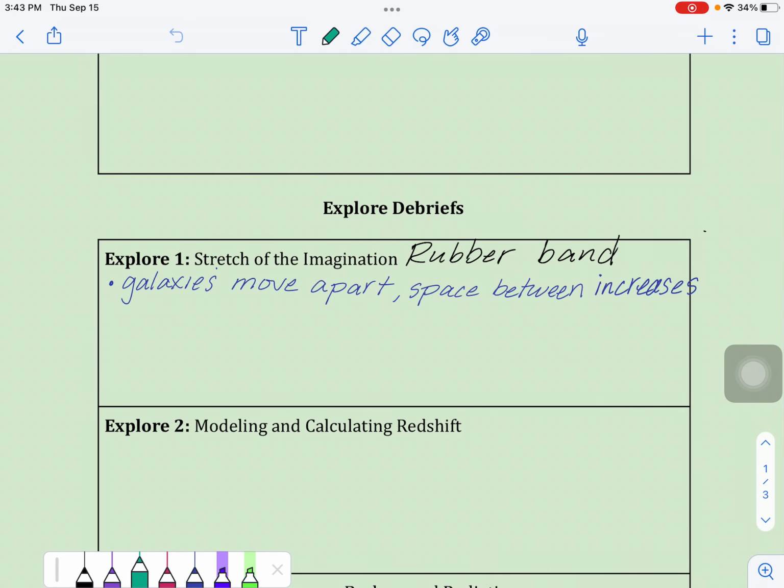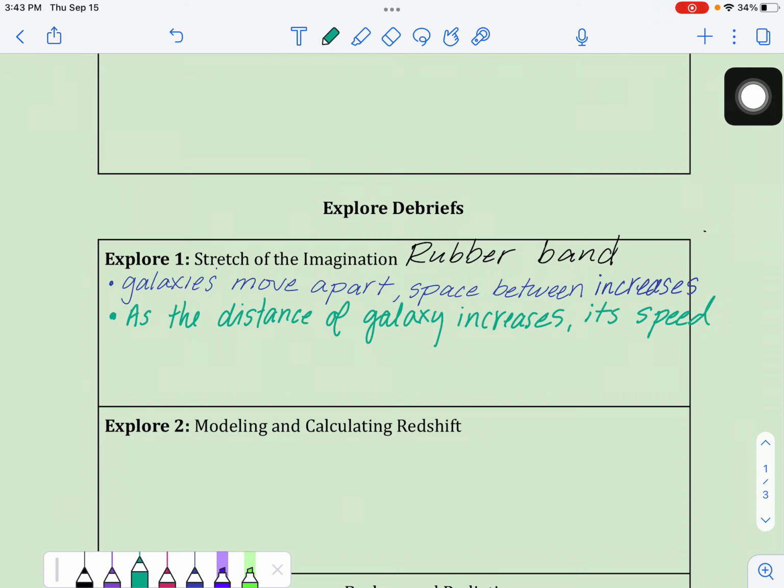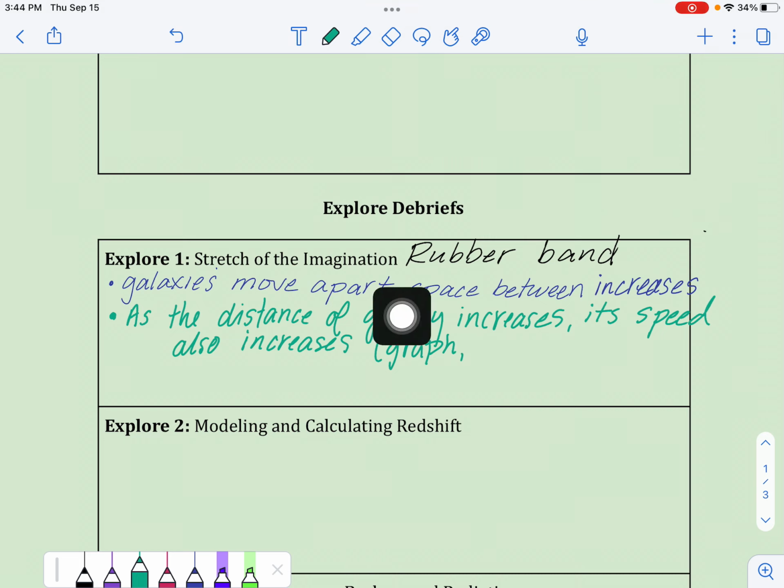So back to our study guide, idea number two. As the distance of the galaxy increases, its speed also increases. And I want you to make sure that you make a little note that that can be seen on our graph in our assignment. So when we go back to our stretch of imagination rubber band assignment, this piece of information is coming from the graph. And that is known as Hubble's law. That idea that galaxies are moving away, and as they move away, the farther they are, the faster we see them recede. So we're going to hear that phrase a couple times, and Hubble's law, that's a big part of our evidence.